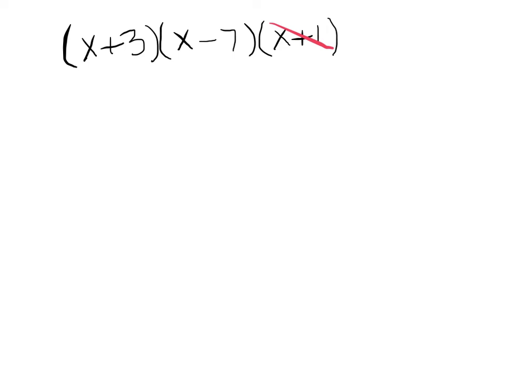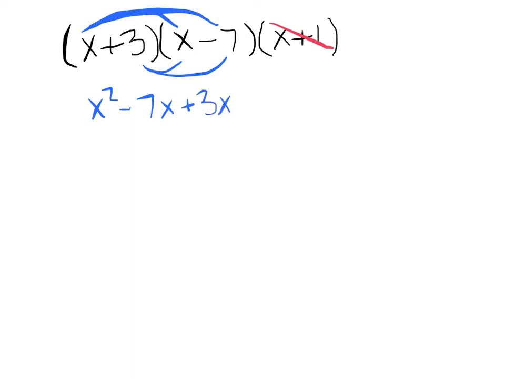That's x times x, x times negative 7, just using double distribution. So we would get x squared minus 7x, and that would be plus 3x minus 21. Then we would combine our like terms, and we would say x squared minus 4x minus 21. And that's it for the first two. However, we still have that third one that we need to deal with. So I'm going to rewrite that one in front of this answer, x plus 1.